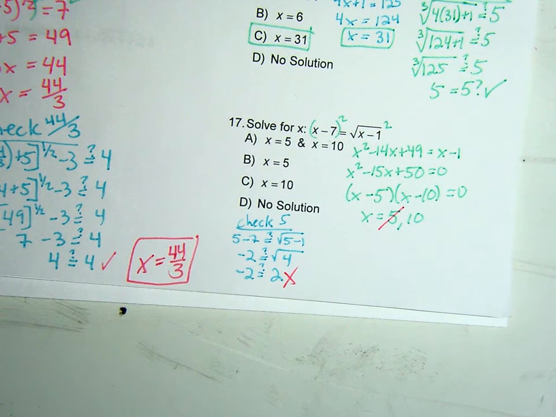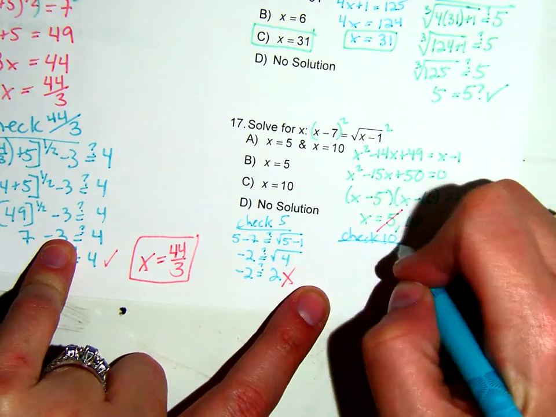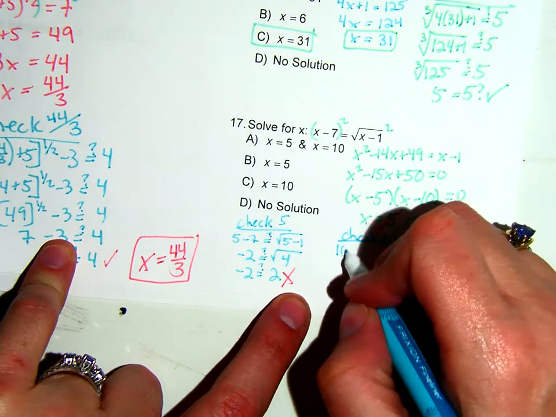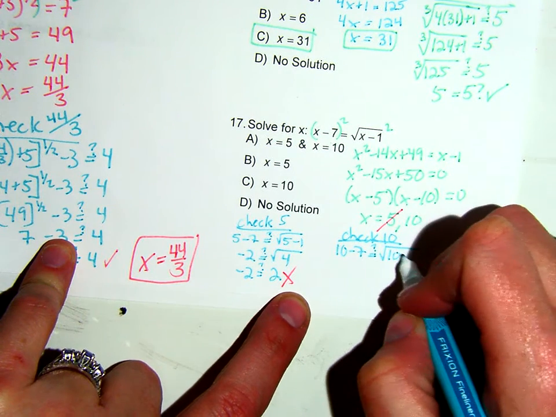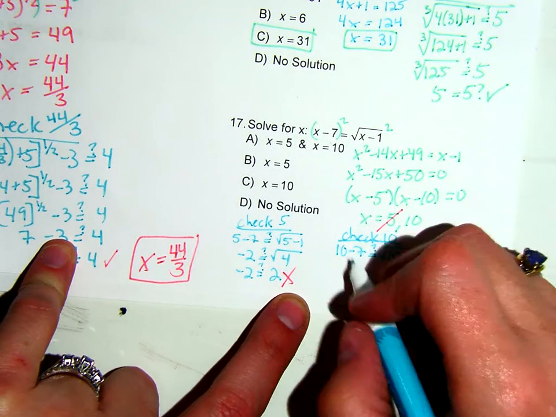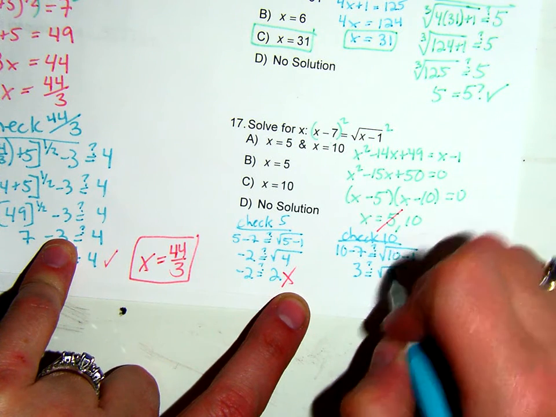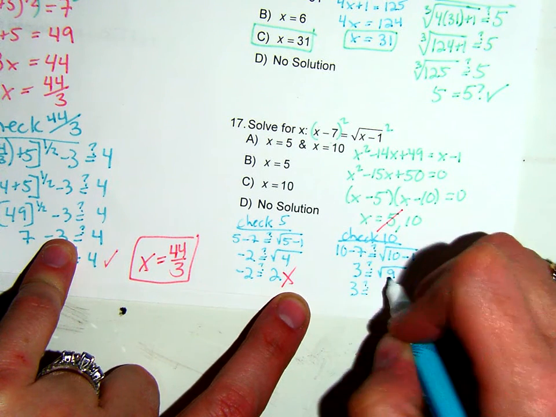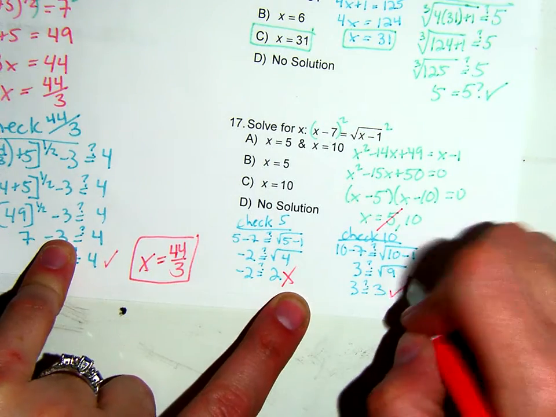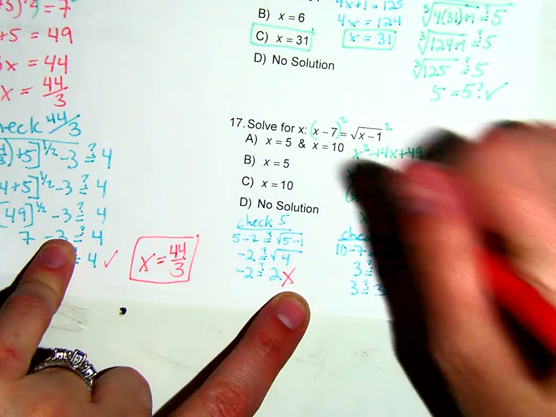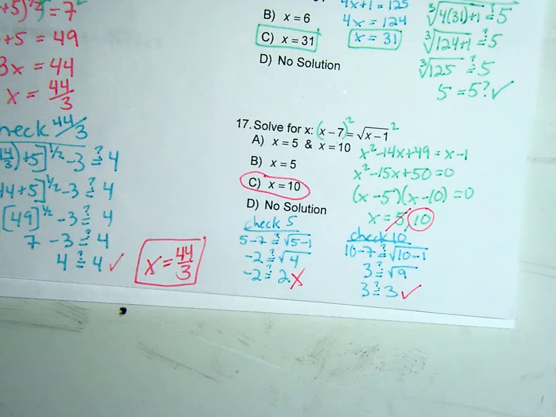We now need to check 10. So 10 minus 7, does that equal the square root of 10 minus 1? 10 minus 7 is 3. 10 minus 1 is 9. The square root of 9 is 3. Does 3 equal 3? Yes, it does. So 10 we get to keep as a solution. So our answer for 17 is C.